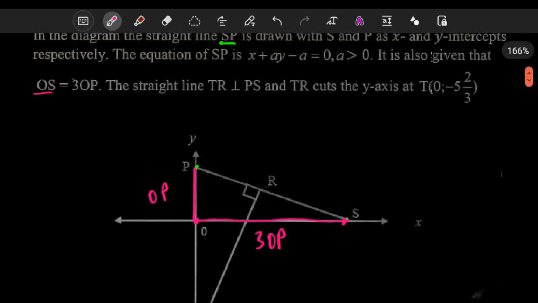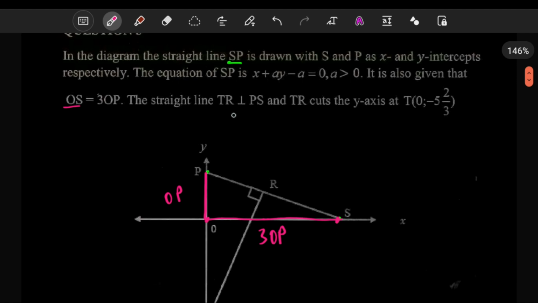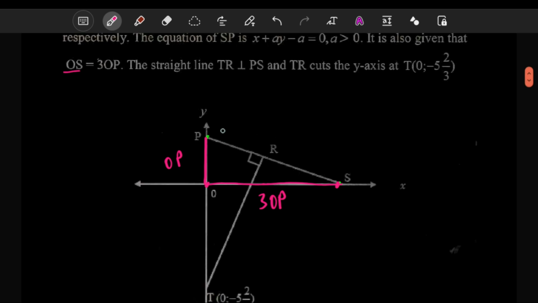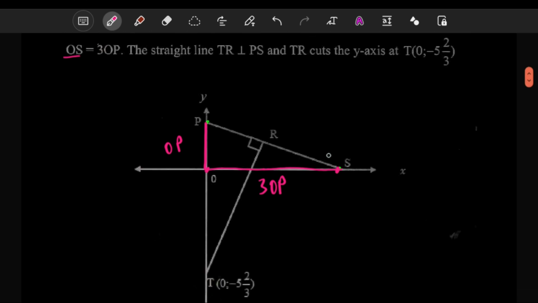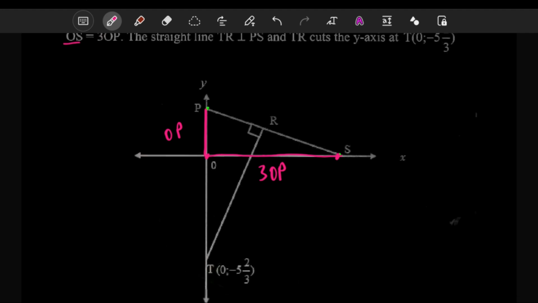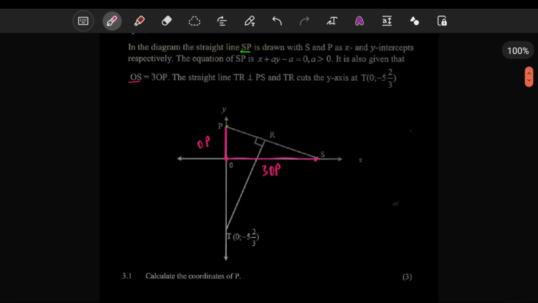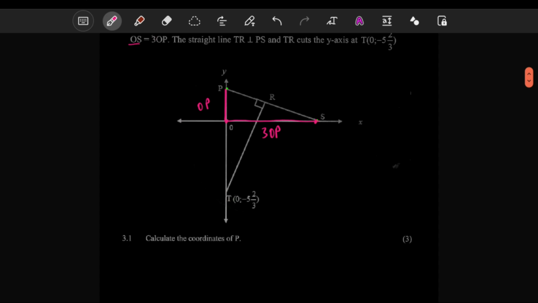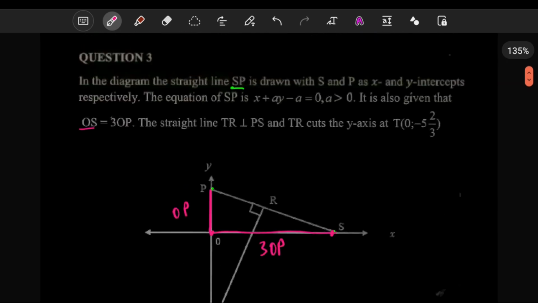All this being said, they said here the straight line TR is perpendicular to PS. TR, where is TR now? TR is perpendicular to PS. And then it says TR cuts the y-axis at T. That's all fine. For the first 3 marks, they say we should get the coordinates of P. Getting the coordinates of P looks like it's going to be quite easy, because we have SP.